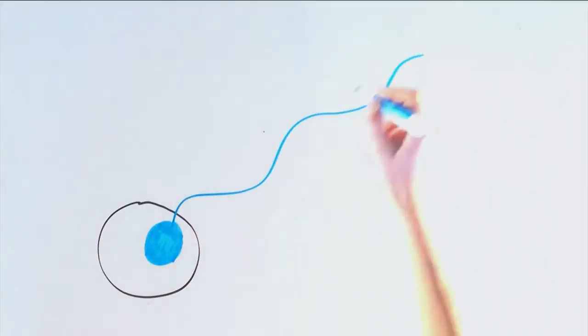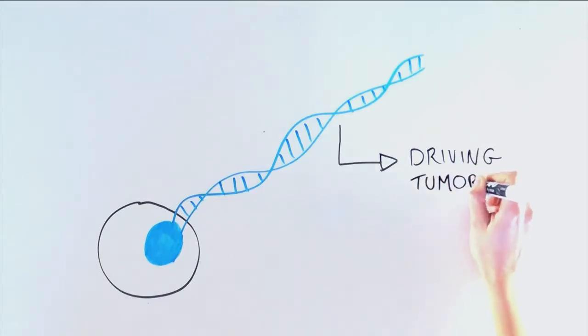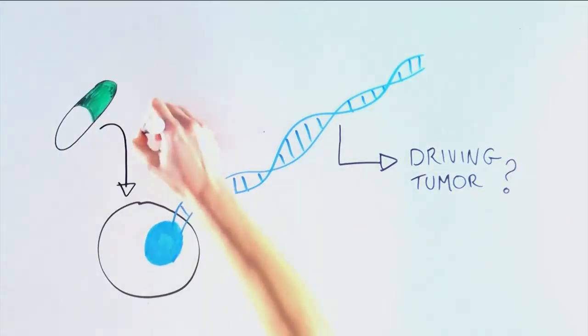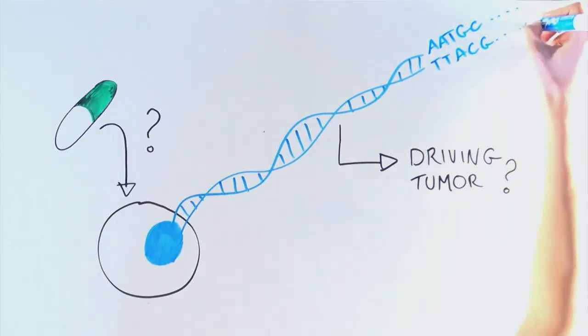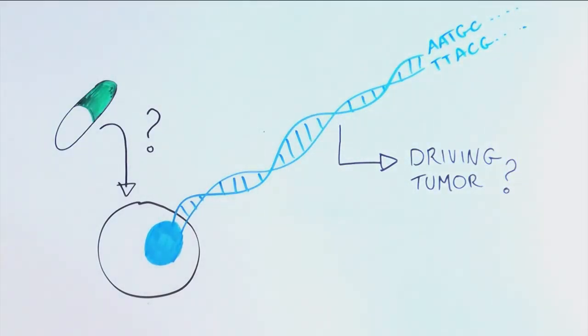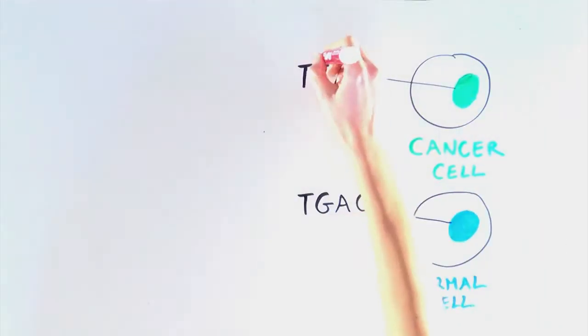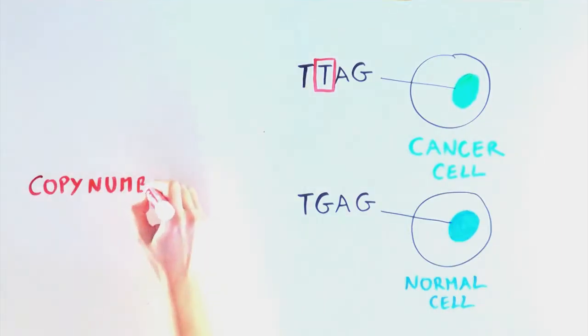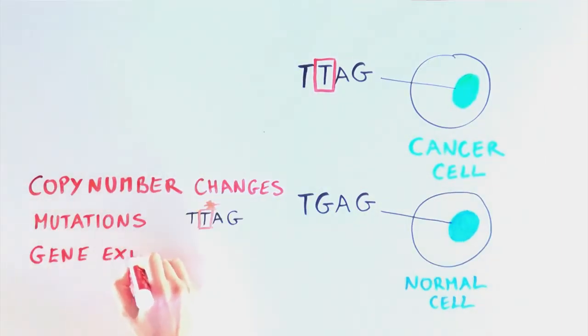The cancer cell DNA can tell us a lot about what is driving the tumor and what types of therapies might be successful to fight it. With the new advances in DNA sequencing, we now have a vast amount of information about the DNA sequence of tumor cells. This can be powerful to find changes in tumor cells that are absent in normal cells, including copy number changes, mutations, changes in gene expression, and methylation.